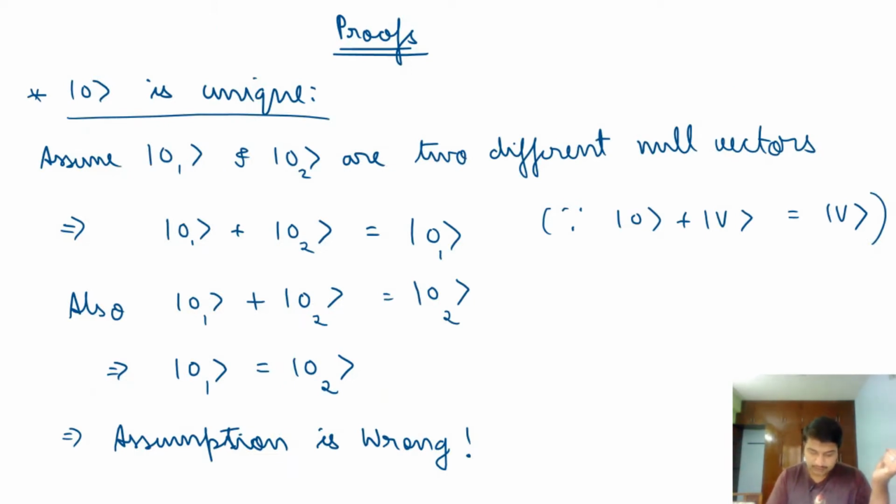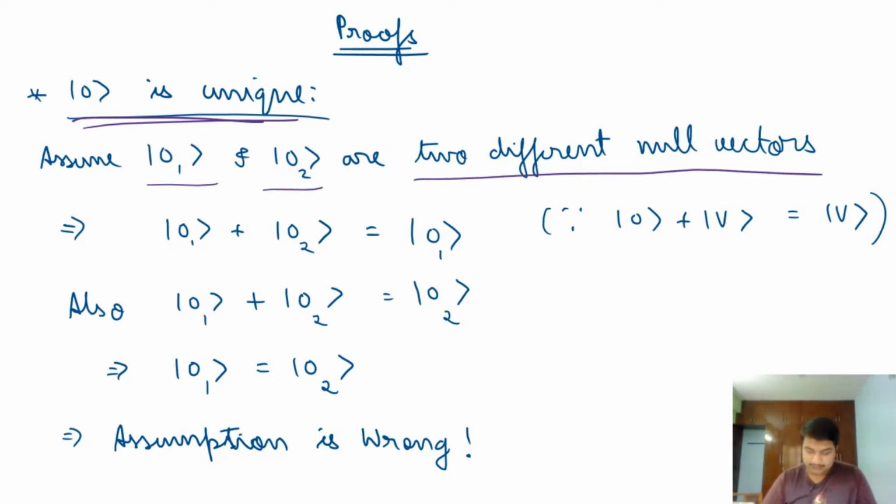First we are going to prove that the null vector is indeed unique. For that, let us assume that there are two null vectors which I call 0_1 and 0_2, and I am assuming that they are two different null vectors. Then this would imply that adding 0_1 and 0_2 will give 0_1. This is assuming that both of them are null vectors.